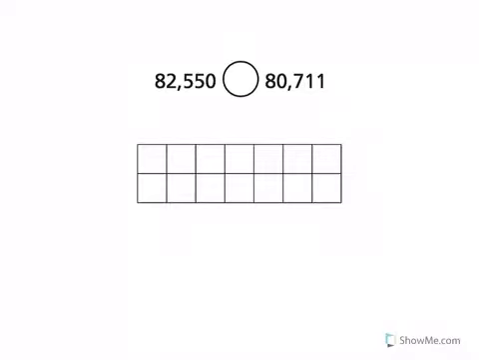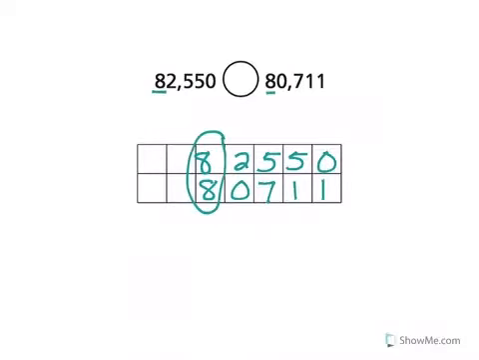Here is another practice. So I'm comparing 82,550 to 80,711. I can start with the 10,000s place, and I see an 8. So far, they're the same. I move to the next spot, the thousands. I see a 2 and a 0. 2 is bigger than 0, so therefore, 82,550 is going to be greater.